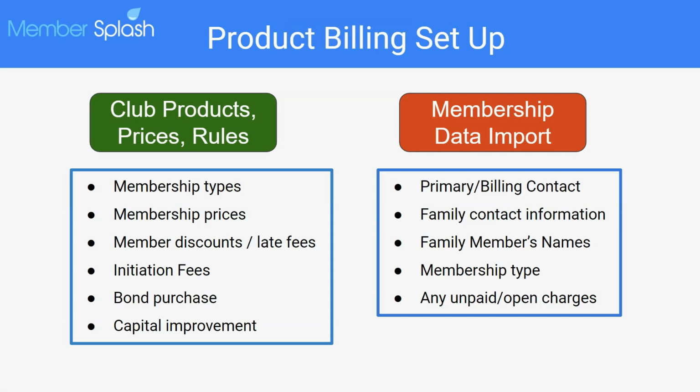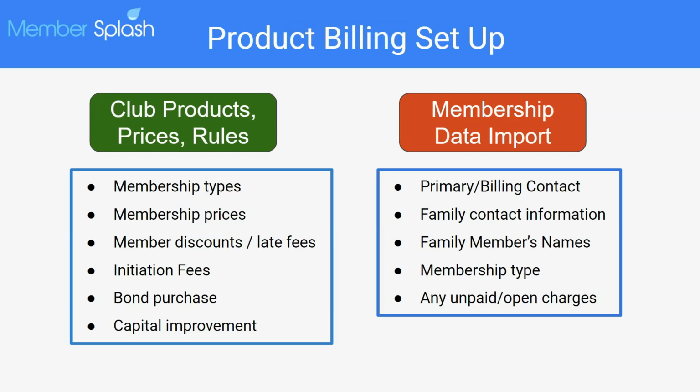And again, products meaning what is it that your club sells? What types of memberships? So we noted a little bit ago that there are a couple of primary areas of information that we'll rely on in order to do the product build, which is your club products, prices, and rules. Again, what kind of memberships do you sell? What are the associated rates for them? Are there any discounts or are there late fees? Do you have one-time costs like initiation fees, bond purchase, or do you need to assess for capital improvements?